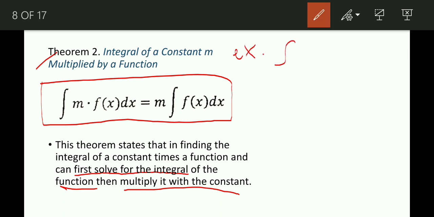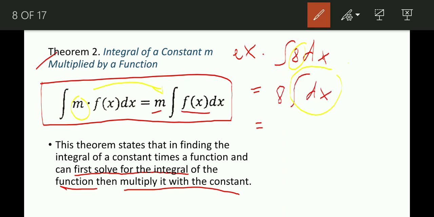For example, solve for the integral of 8 dx. The constant value is 8, so looking on the theorem, we separate the constant. So it will be 8 integral of dx. If you notice, the remaining function is integral of dx. Looking back on theorem number 1, the integral of dx is equal to x plus c. Therefore, the answer will be 8x plus c.